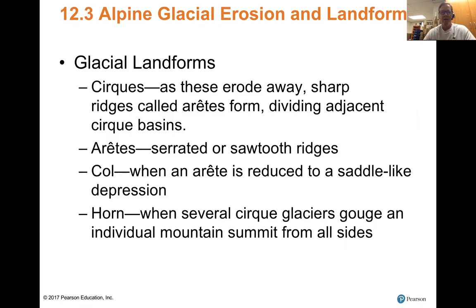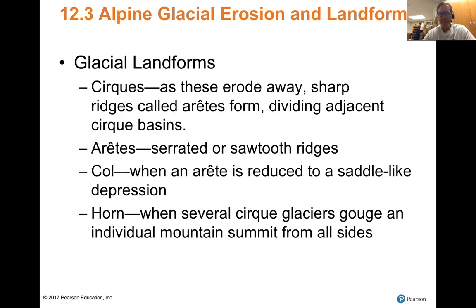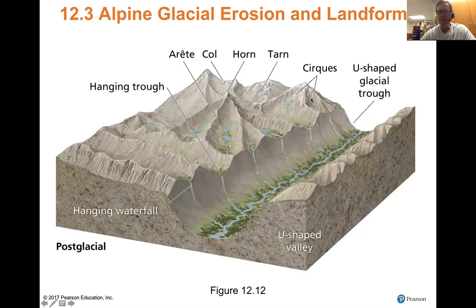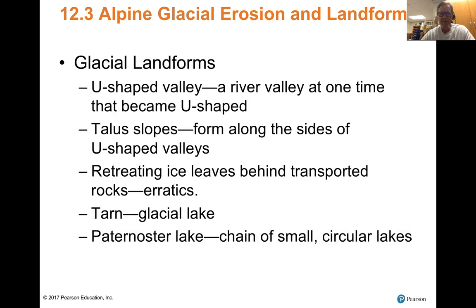So cirques are the circles here. Notice these little valleys there. And as they erode away, you get the sharp ridges that are called arêtes, and they divide the cirque basins. So here's the cirques here, and then here's the arête itself that divides the cirque basins. There are the sawtooth or serrated ridges. Cols are where the arête is reduced to a saddle depression, and horns are very common where the cirque glaciers gouge individual mountain summits from all sides.